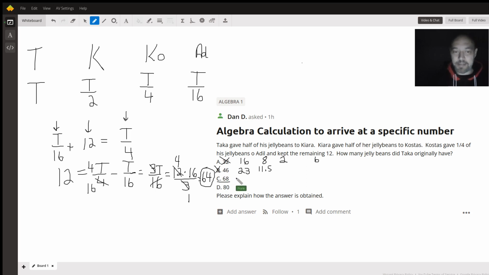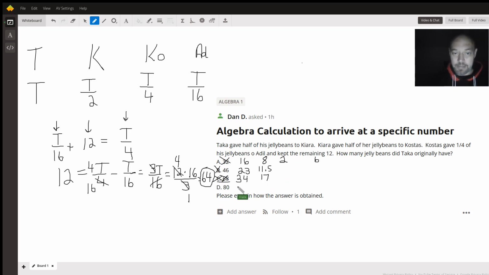All right, 68. That means that 34 were given to Kiara, and then half of those would be 17 to Kostas. And then again, we can't do a quarter of 17. A quarter of 17 is 4 point something. So that one doesn't work out. That's eliminated.